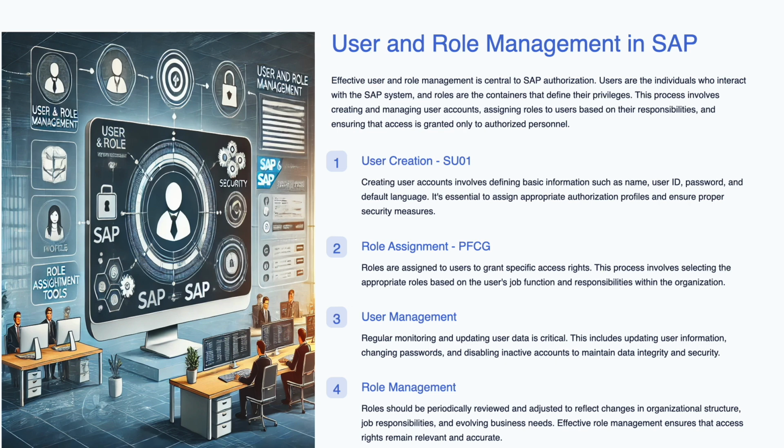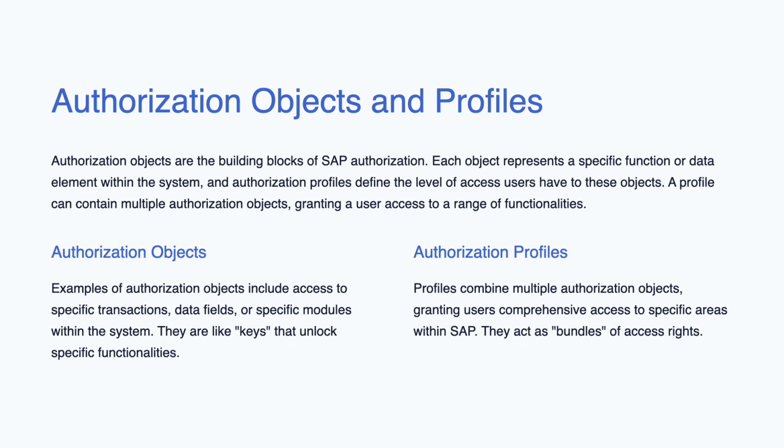Now we will see what is authorization object and profile in SAP. Authorization objects are the building blocks of SAP authorization. Each object represents specific functions or data elements, while profile combine these objects to grant user access to various functionalities within the system.